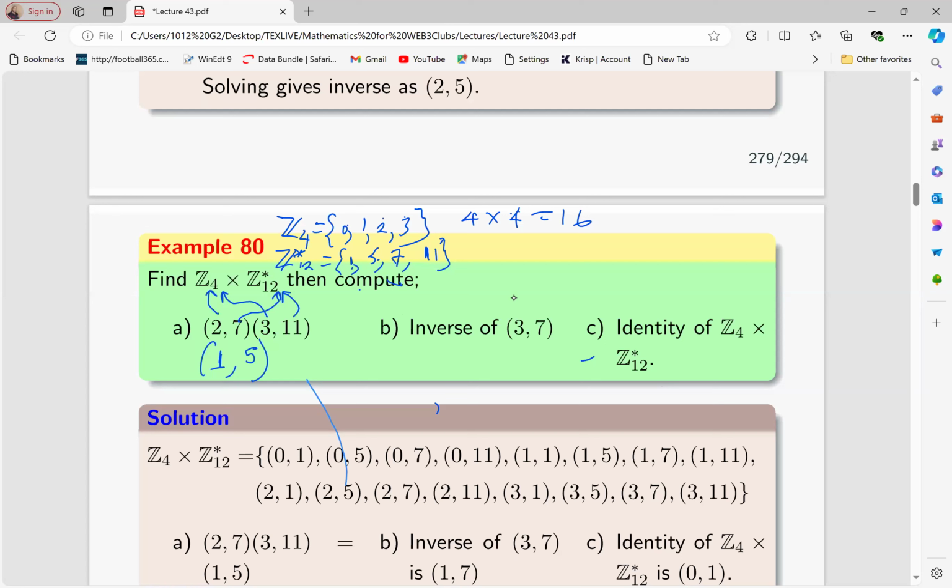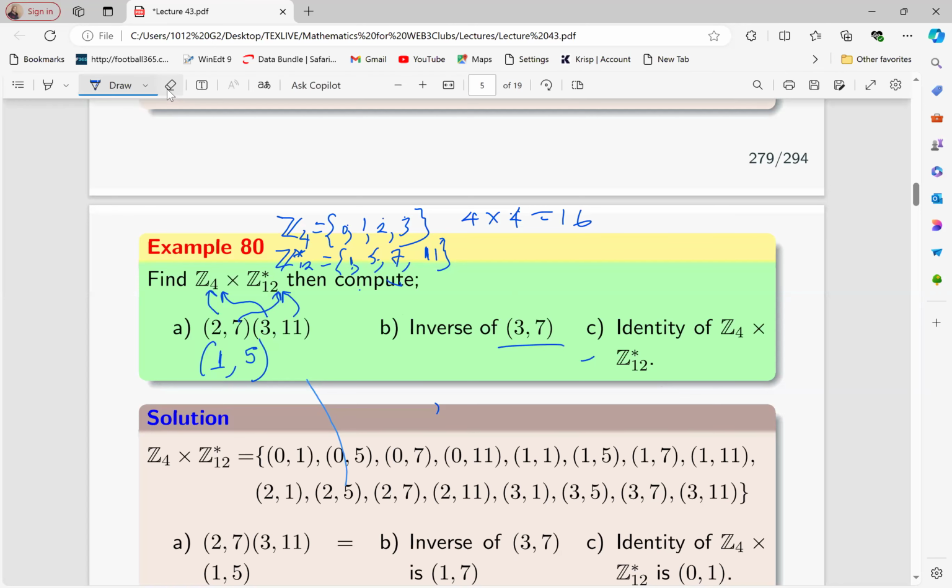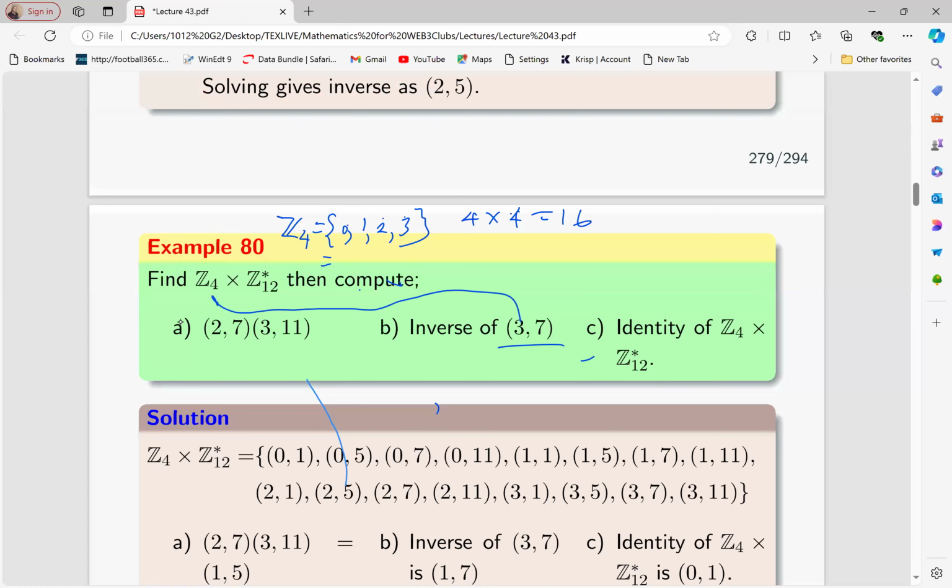Again, inverse. Let's find the inverse. To find the inverse, again, you have to realize that 3 is from an additive group, the additive group Z4. So how do we get the inverse? By subtracting the element from 4, we get the inverse of 3. So the inverse of 3 in Z4 is 1. Is that okay? Just subtract 3 from 4.